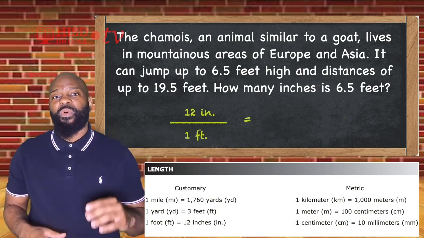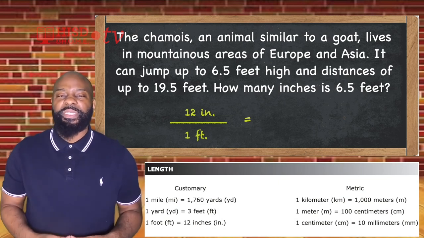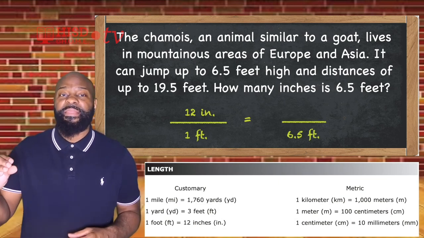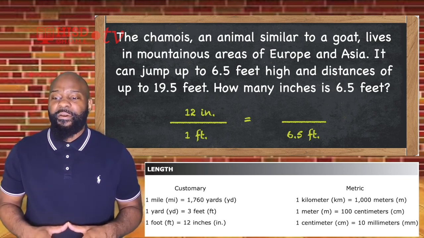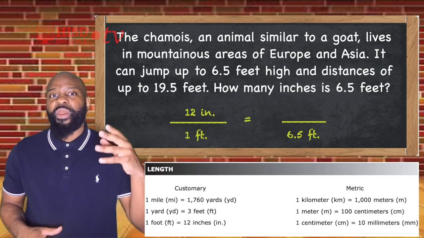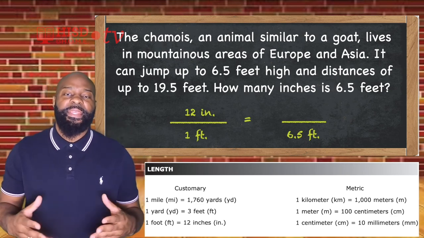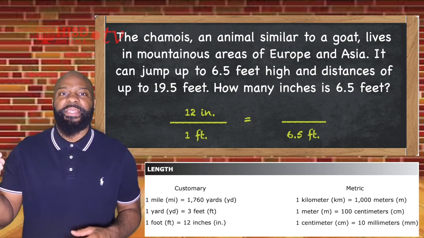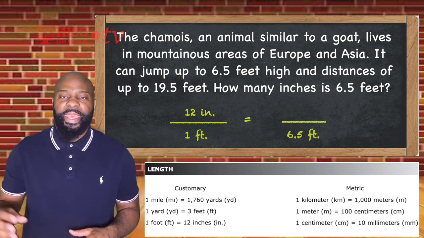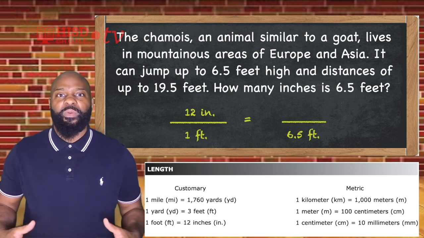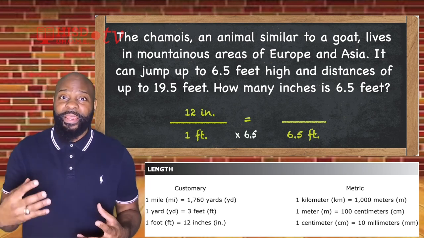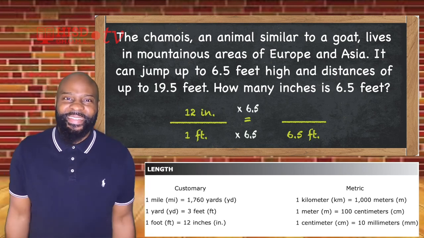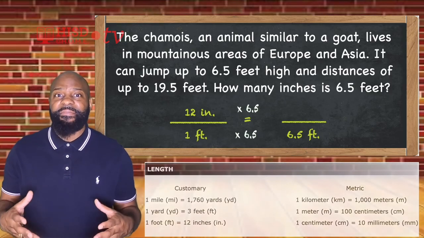12 inches on top, 1 foot at the bottom is equivalent to 6 5/10 feet in the denominator. And when I say bottom, I mean the denominator, okay? So I have 12 inches in the numerator, 1 foot in the denominator is equivalent to 6 5/10 feet in the denominator. And so now I'm going to take 1 times 6 5/10, which gives me 6 5/10. And what I do for the bottom, I do the same for the top. I multiply 12 times 6 5/10 feet.